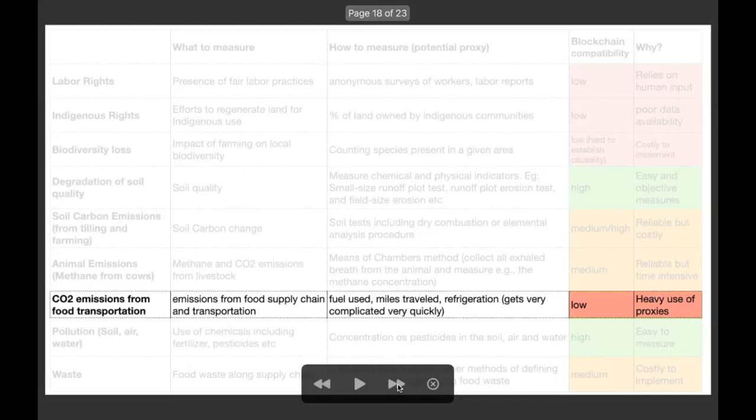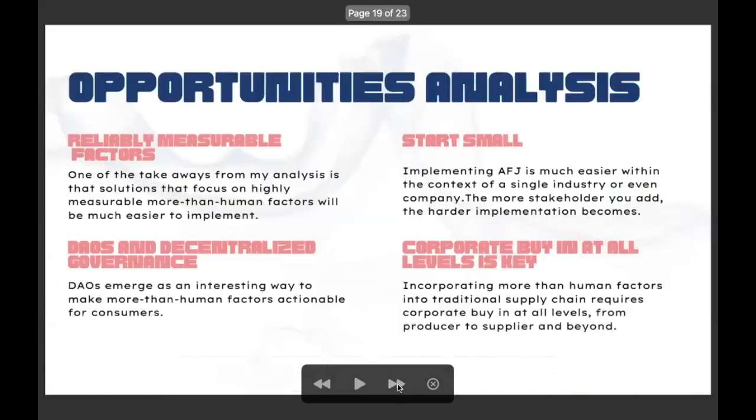Something that's really hard to measure, as we know and have heard a lot about, is CO2 emissions from food transportation. It's really difficult to measure if there's not a good framework on how to actually do carbon accounting. So thank you, Abby and Eric, for doing that amazing work.